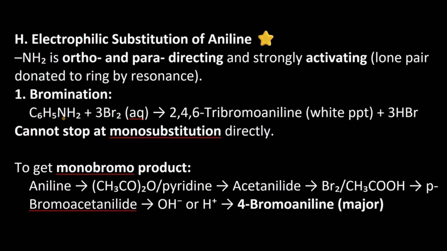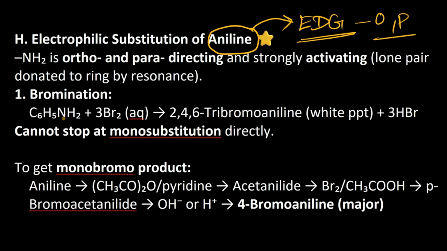Then electrophilic substitution of aniline. Aniline has an electron donating group, right? So electron donating group means the incoming electrophile, where will it go? It will go to ortho and para positions, right? The same thing happens over here, C6H5NH2 with Br2 will form 2,4,6-tribromoaniline, and it will not stop at mono substitution directly. If you want a mono substituted product, you have to treat it with acetic anhydride with pyridine. So acetanilide will form. Then we are treating it with acetic acid and Br2 to form para-bromoacetanilide.